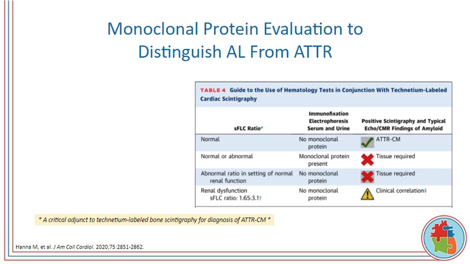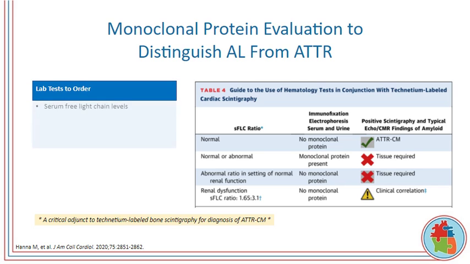In general, there are 3 tests that must be ordered along with a bone scintigraphy scan in order to exclude AL. These are number 1, serum-free light chain levels, number 2, serum protein electrophoresis or SPEP with immunofixation, and number 3, urine protein electrophoresis or UPEP with immunofixation. This last test does require a 24-hour urine protein. And based on the results of these 3 tests, we can decide how confident we are in the ability of bone scintigraphy to make the diagnosis of ATTR cardiac amyloidosis.